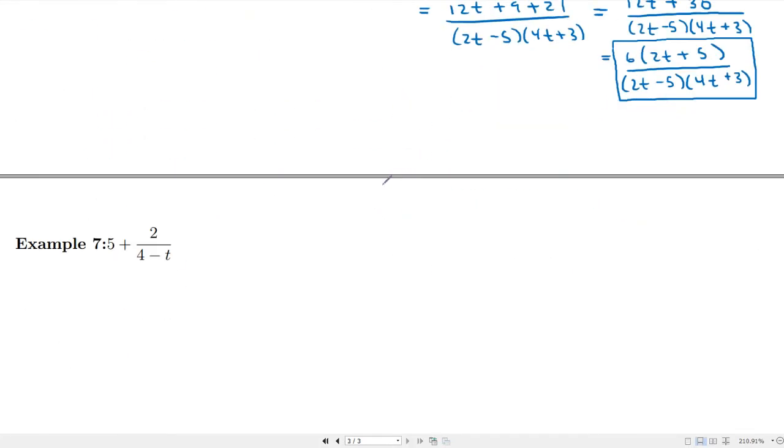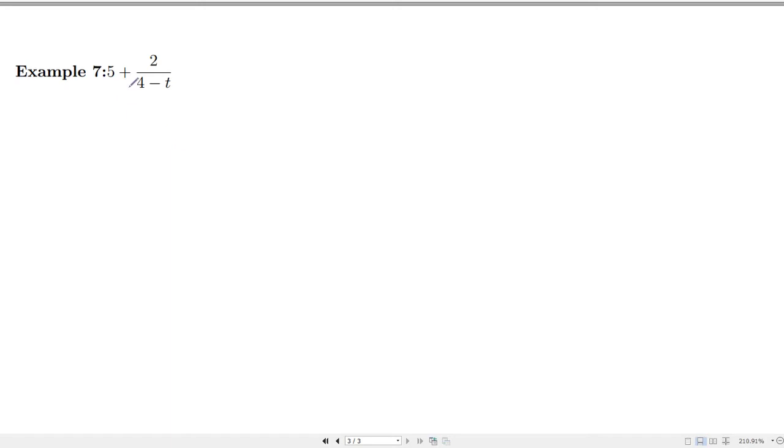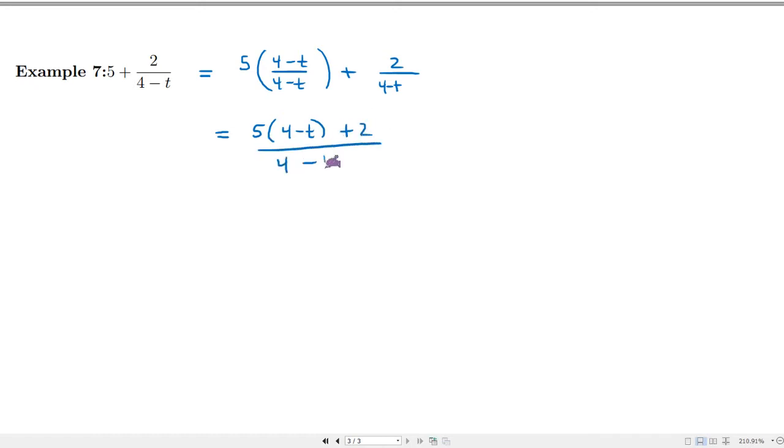So let's take a look at the next example. So now we have 5, right? So 5 plus this fraction. Well, 5 is missing this 4 minus t in the denominator. So how can we make that appear? So we can take our 5 and we can multiply by 4 minus t over 4 minus t. And then we'll just leave this one alone, the 4 minus t. And then we have 5 times 4 minus t plus 2 over 4 minus t.